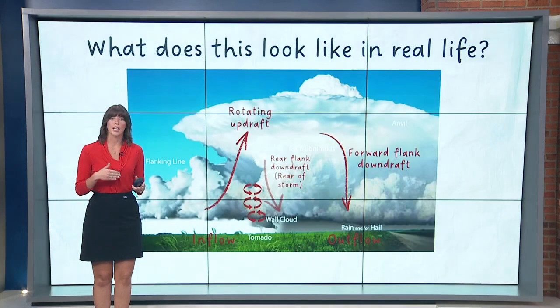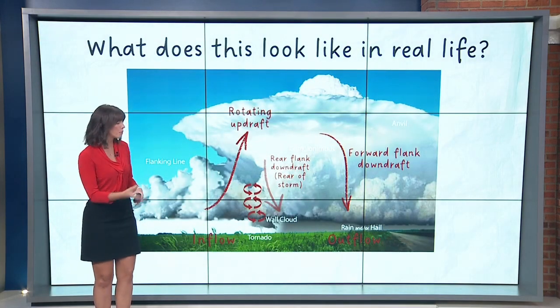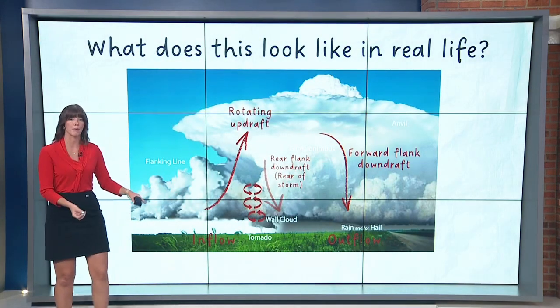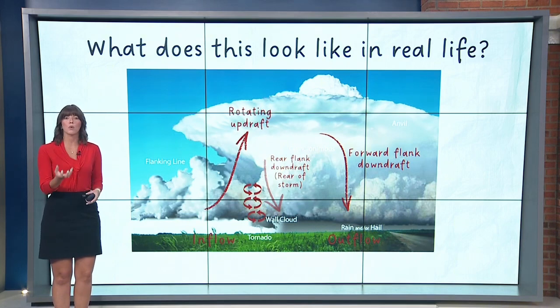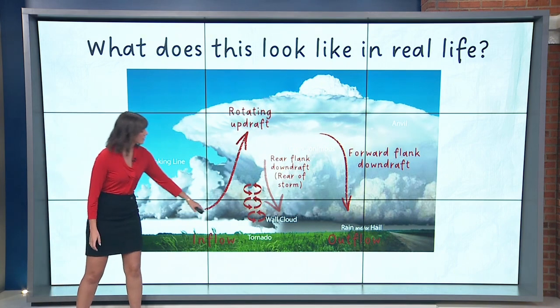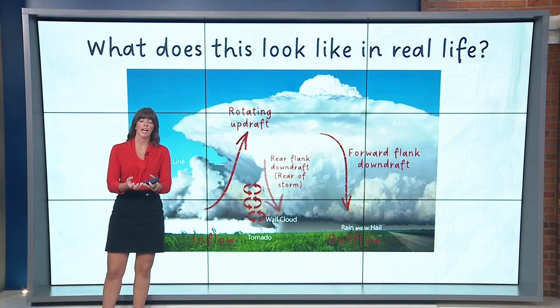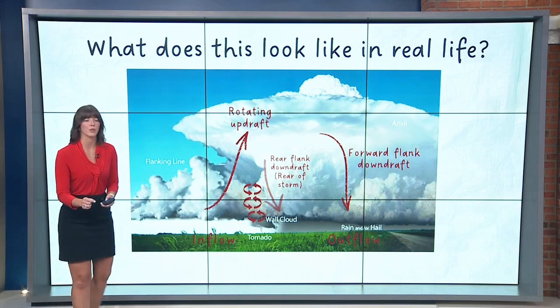Eventually, first, you'll see a wall cloud develop. You may not always see that tornado be brought down to the surface, but you'll see a wall cloud initially, and you can see it right there. It's just this lowering of clouds, and then that tornado will form to the surface.